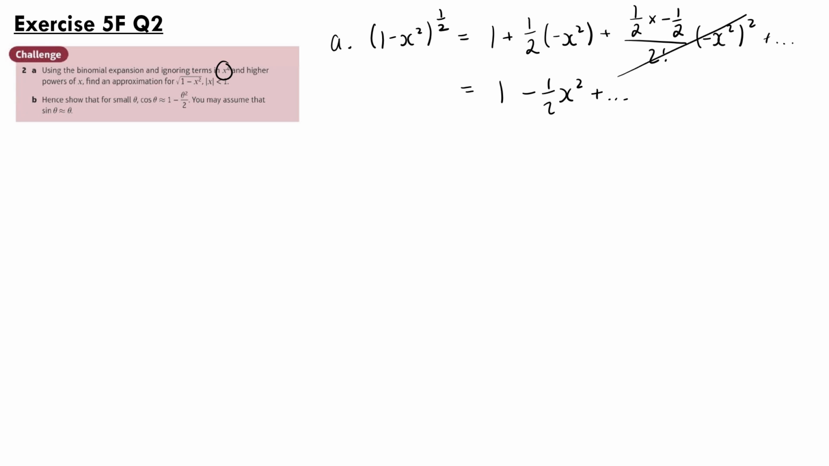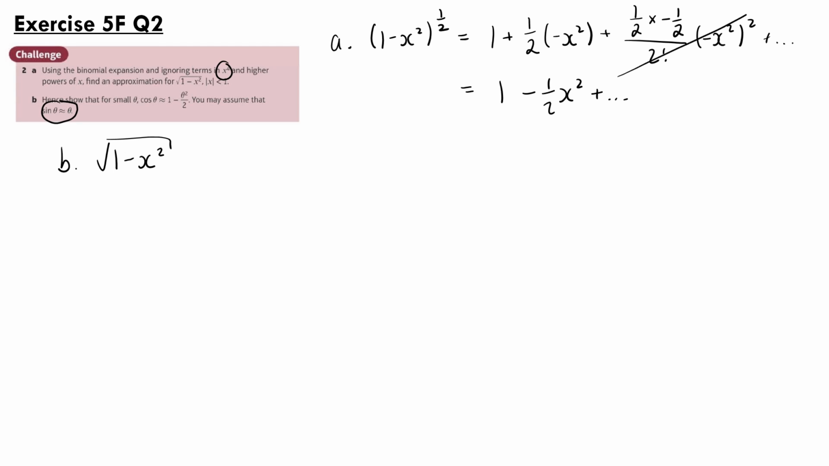So we can then use this in part B to show that for small theta, cos theta is approximately equal to 1 minus theta squared over 2. And it says here you may assume that sine theta is approximately equal to theta. So we can see the square root of 1 minus x squared, by telling us we can assume sine theta is approximately equal to theta.